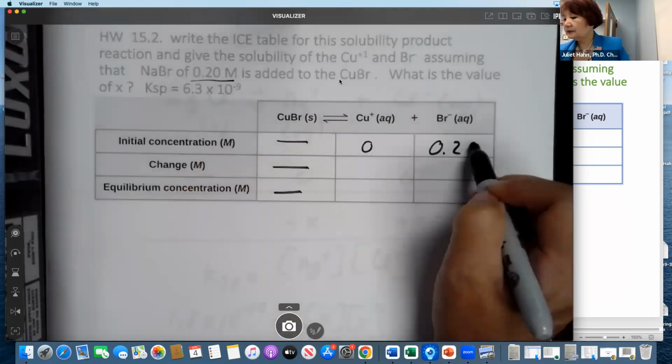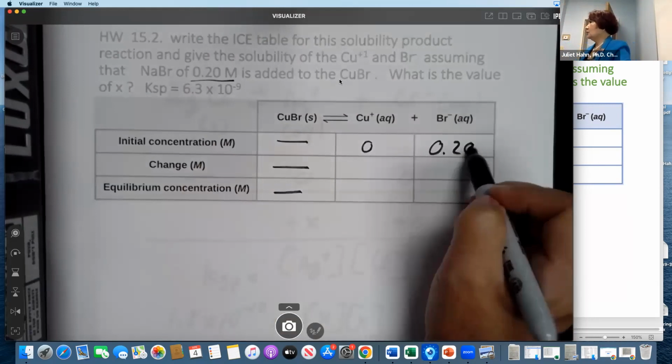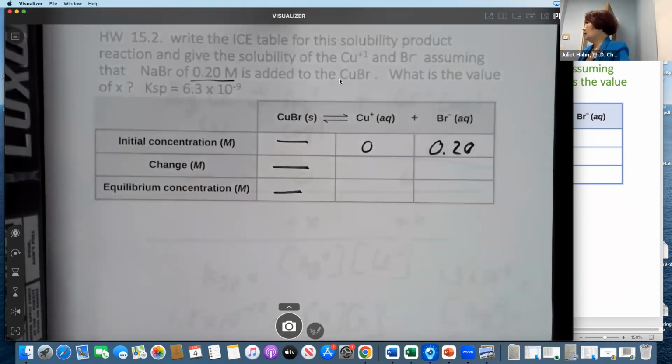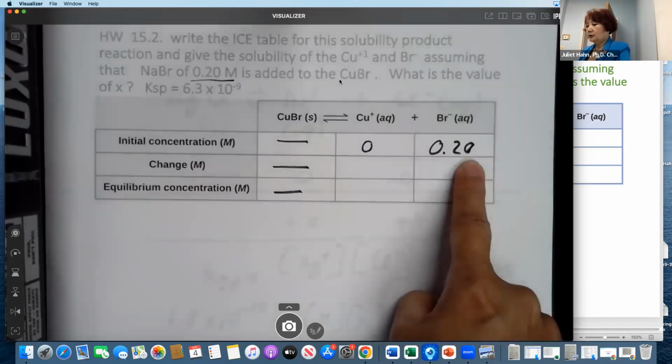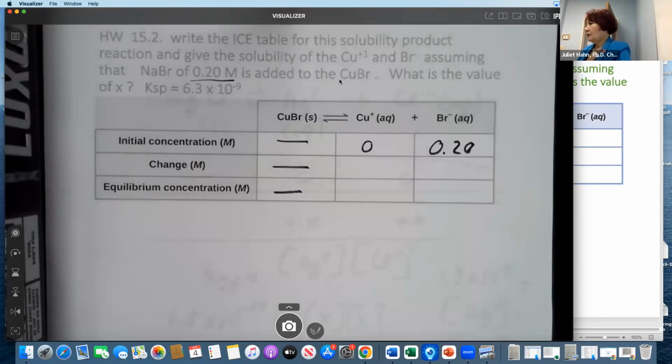So we're gonna write that down. It says sodium bromide. There's nowhere else where the sodium would show up, so you're not gonna put anything down for the sodium. But you do have a space in your block for the position of the bromide ion. So there you go. All right, so what's the change?